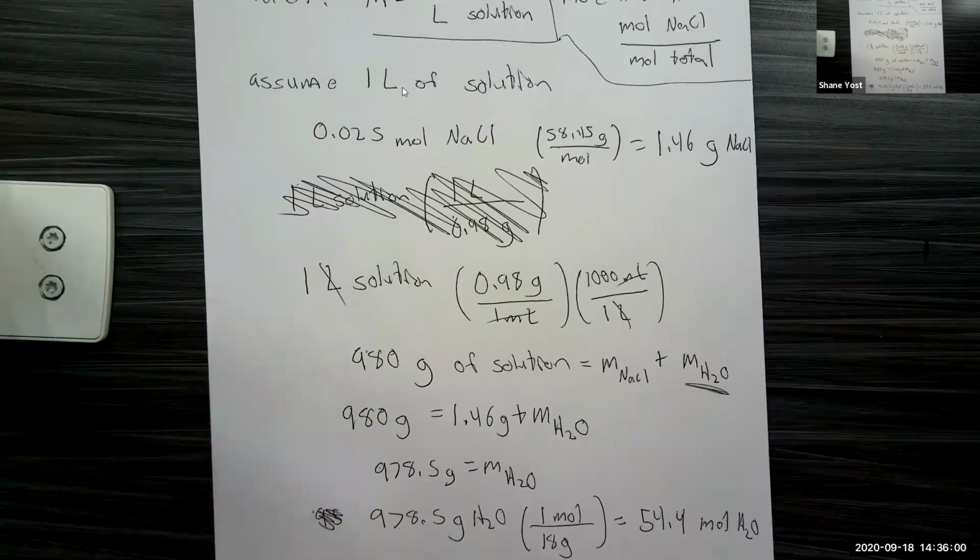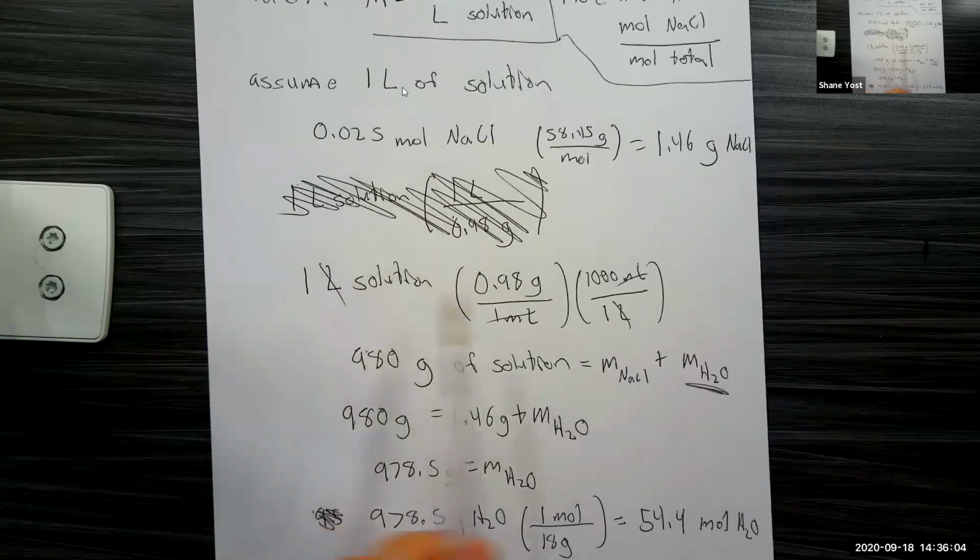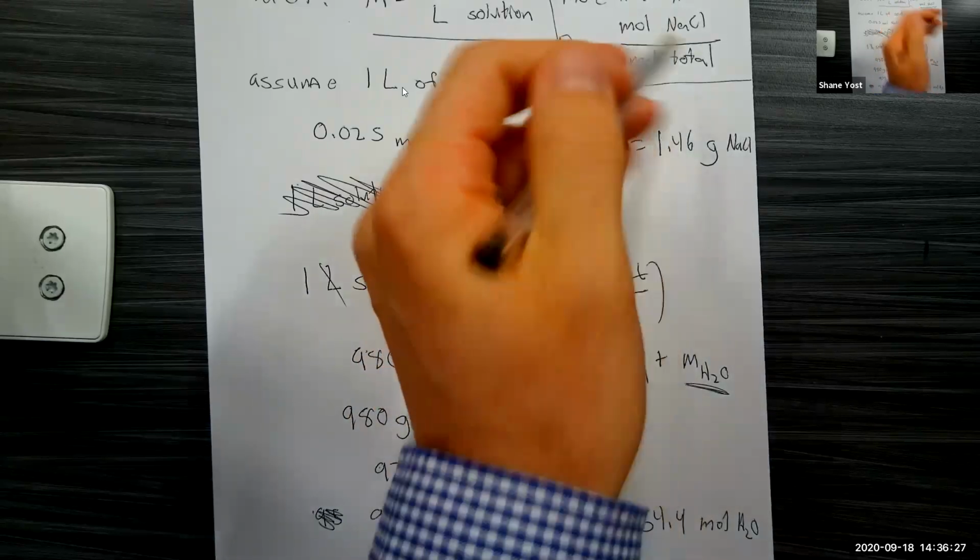So I took my 1 liter solution, I converted that volume to a total mass using the density. I then used the fact that the total mass is the mass of sodium chloride and the mass of water, and subtracted off the mass of sodium chloride to get the mass of my water, and then I used the molar mass of water to get the moles. So finally, I can get the total moles and the moles of sodium chloride.